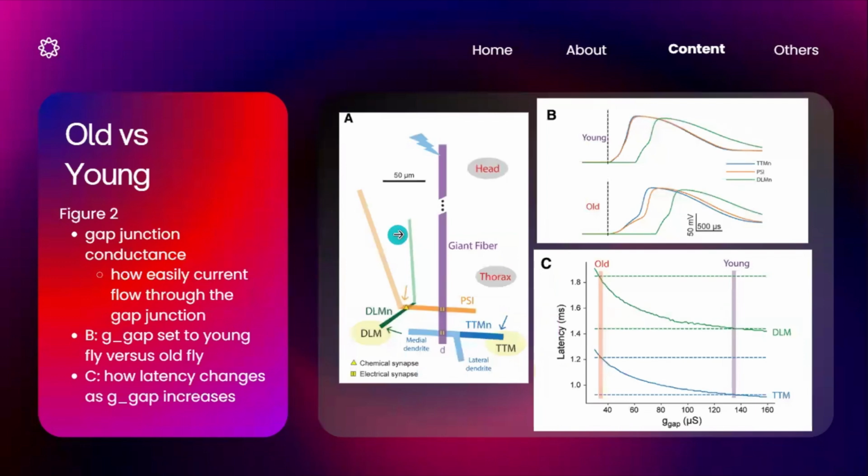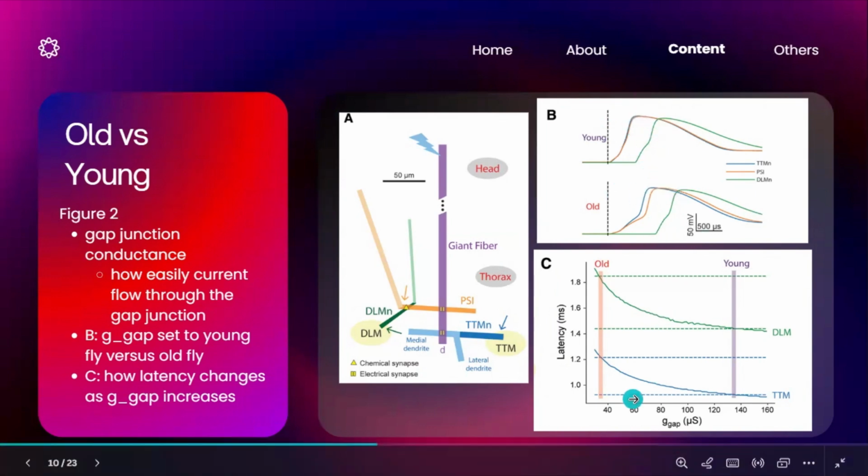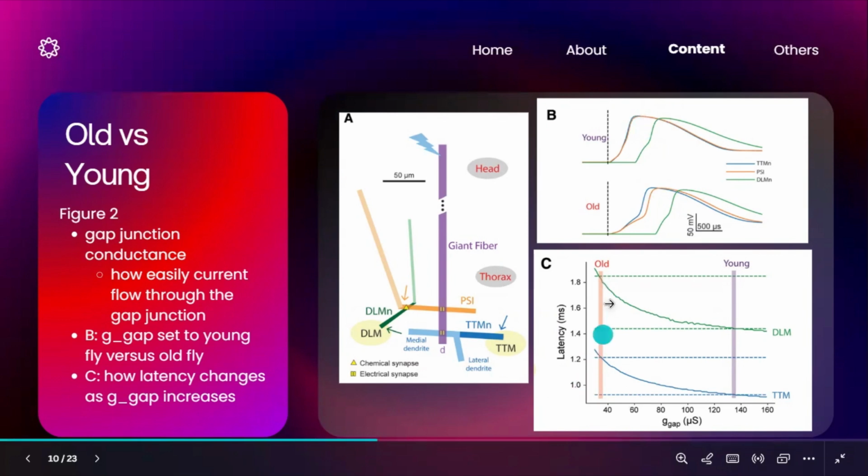And then the difference that we saw again was in the different latencies. So we saw larger latencies in the old versus the young ones. And we saw that this increasing latency was also related to the gap conductance. So we see that there's a higher conductance and lower latency with the young ones, versus the old ones had lower conductance and a higher latency, which makes sense.